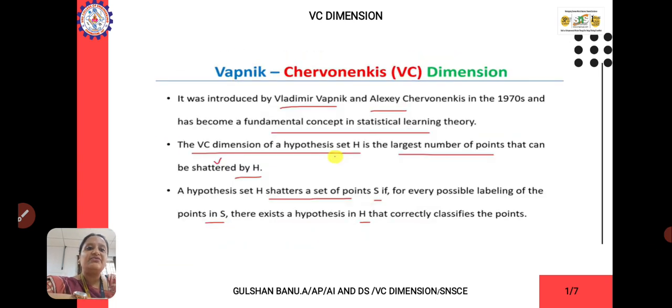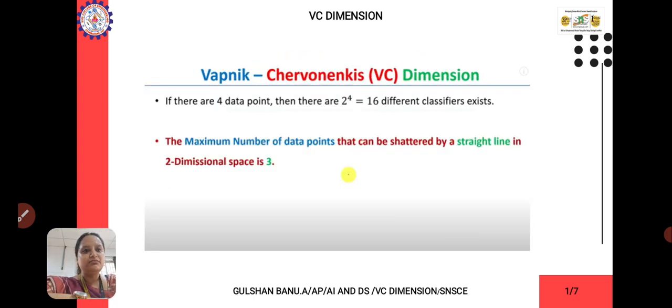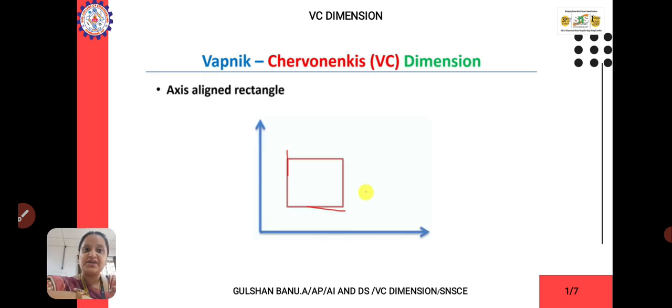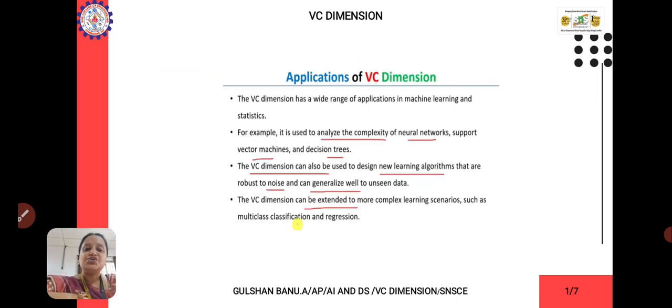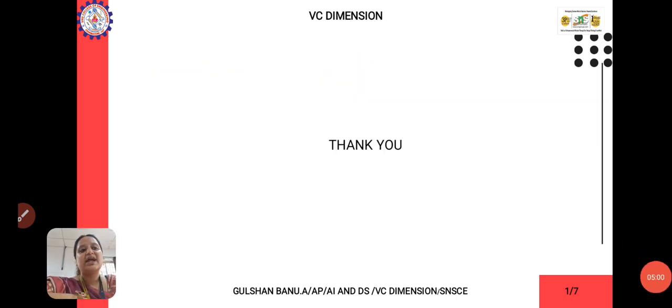So you will have different kinds of hypothesis axes, and the points will be plotted. Based on those plottings, you will have a rectangular aligned axis. So this is a very simple concept, and I hope that you understood it in an efficient way.